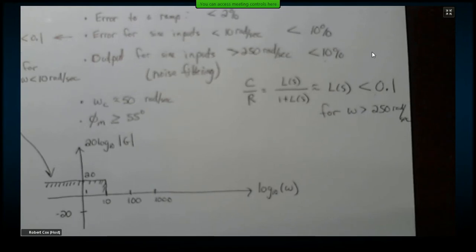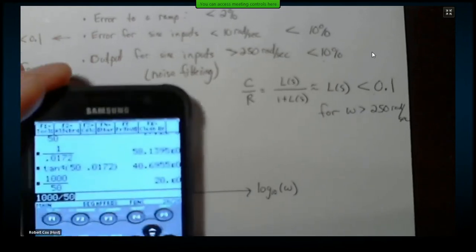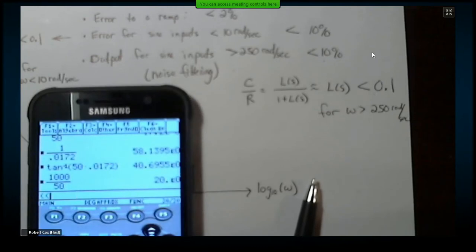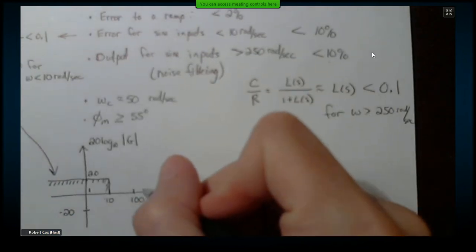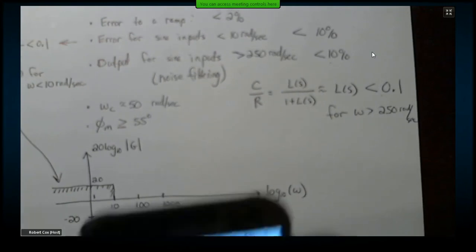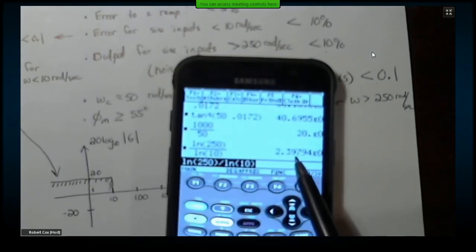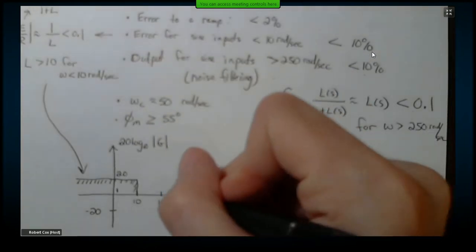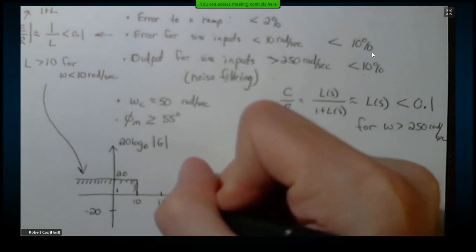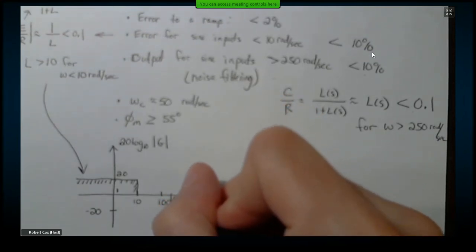Okay, so where is 250 radians per second on a log scale? Well, put that on my calculator here. So I have 2.397. So that basically says he's about 39.7% of the way between 100 and 1,000. So he's right about here. And I have to clear that.